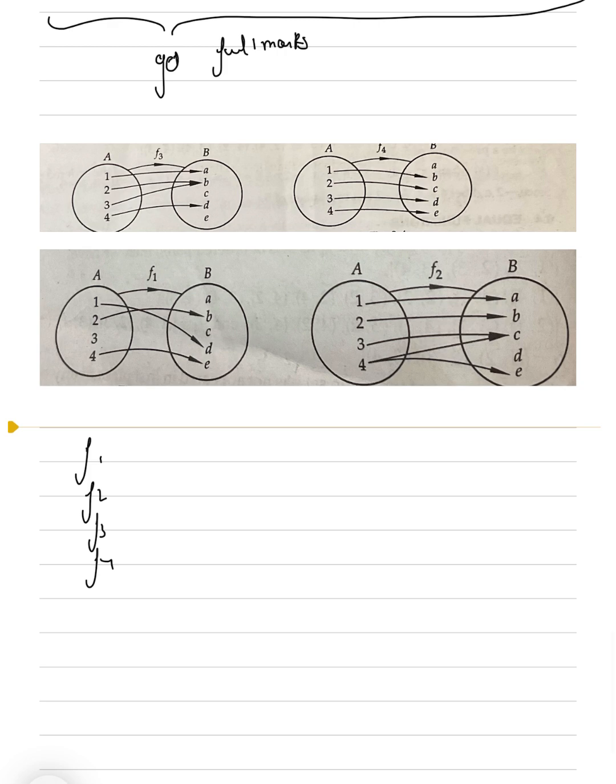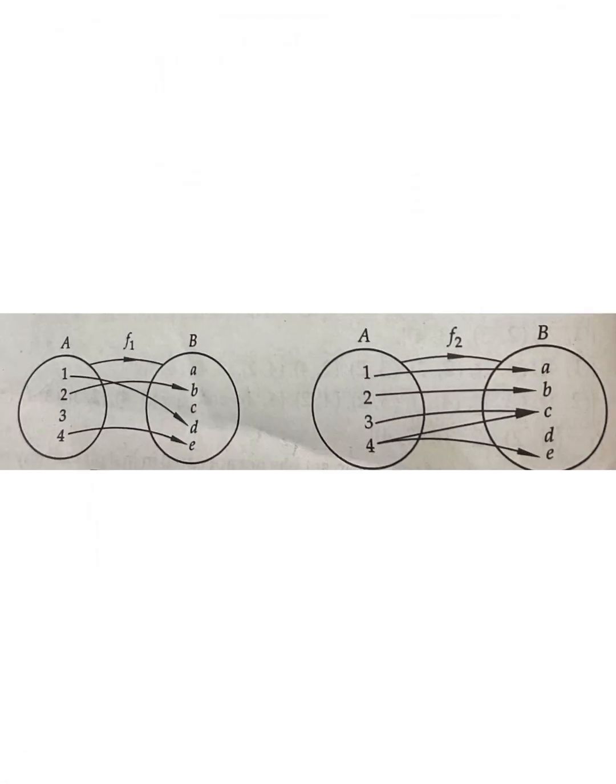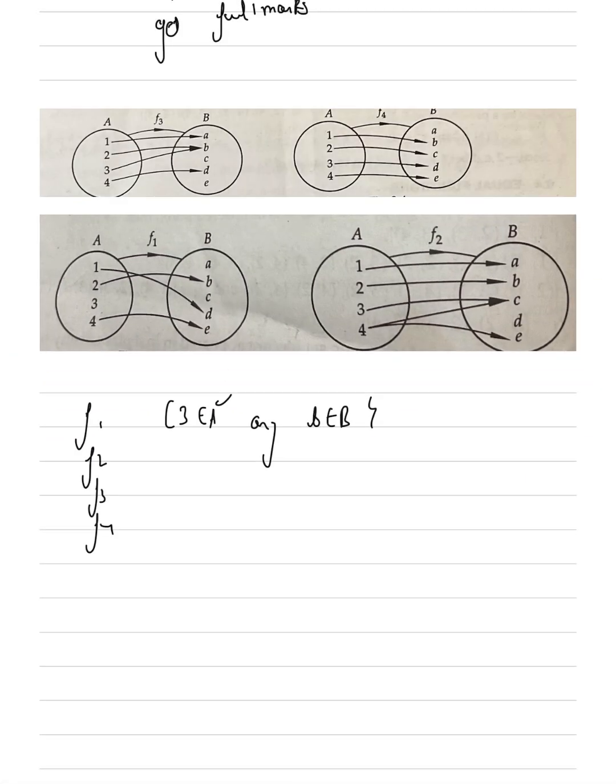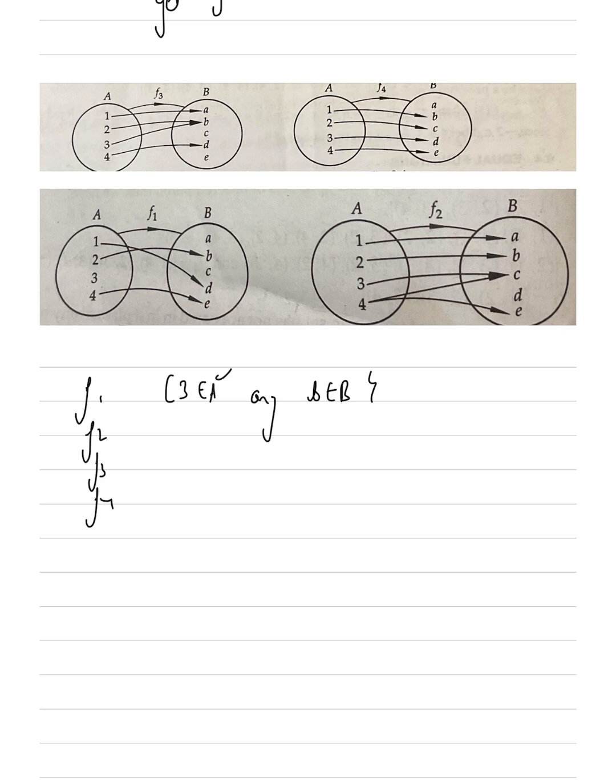No, F1 is not a function because 3 belongs to A, but for 3 belongs to A, you don't have any element of B. It means you don't have any map for 3 belongs to A. So it is not a function. F1 is not a function because 3 belongs to A and we don't have any element of B for it. Is F2 a function?